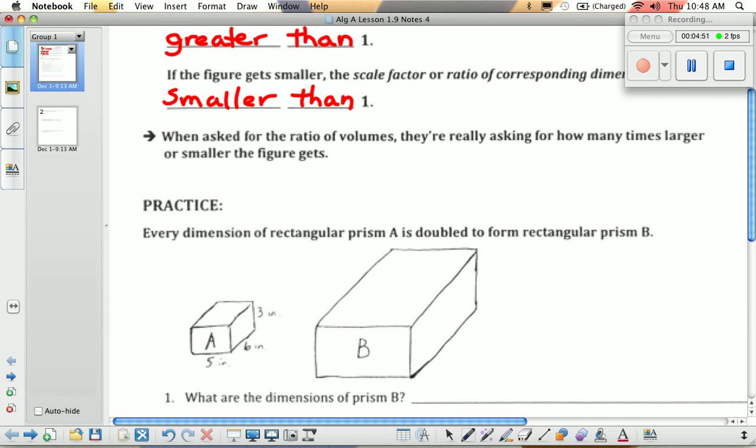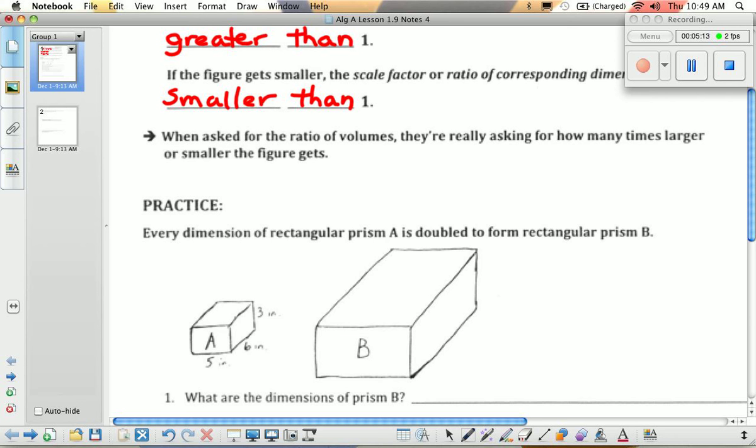Perimeter. Perimeter is the distance around, so we could just take that and lay it all out in one big long string. That's only 1-dimensional. If it's only one-dimensional, you only use the scale factor once. So the ratio of perimeters is the scale factor. Stay with me. The ratio of the perimeters is the scale factor.